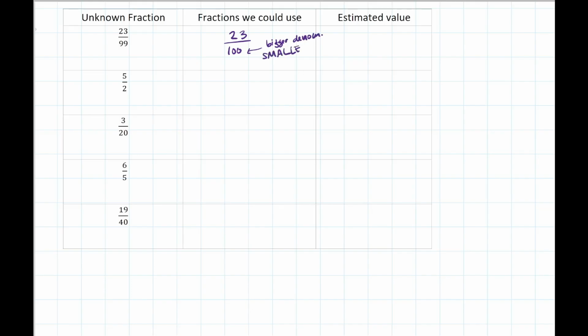So if the pieces are smaller, but I still have 23 of them, then 23 99ths has to be a little bit bigger than 23 100ths. And I'm literally going to say that. A little bit bigger than 23 100ths. Remember, a penny is a 100th. How many cents would you have if you had 23? It's a little bit bigger than 23 cents, or 0.23.